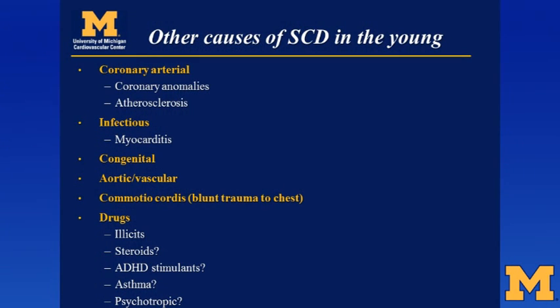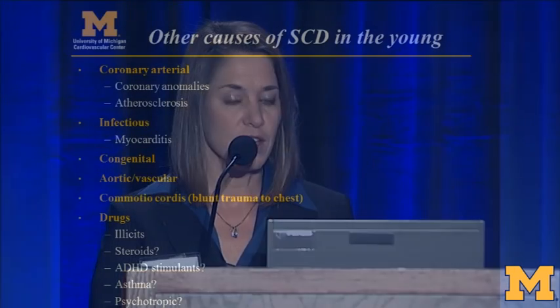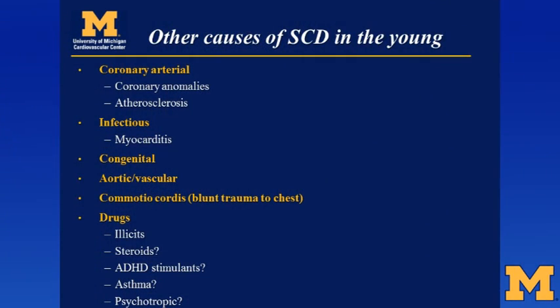The most common infectious cause of sudden cardiac death is myocarditis. This is typically a viral infection of the heart muscle, sometimes preceded by obvious upper respiratory tract infectious symptoms, but not always. And this can also lead to lethal arrhythmias as a result of the acute inflammation in the heart muscle. Congenital abnormalities, aortic and vascular disease. Marfan syndrome is the genetic condition that many of you may be familiar with, associated with aortic dissection and rupture and aneurysm.